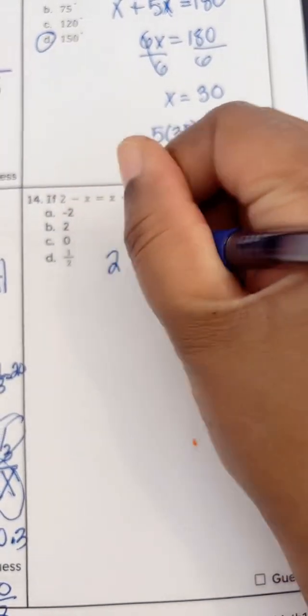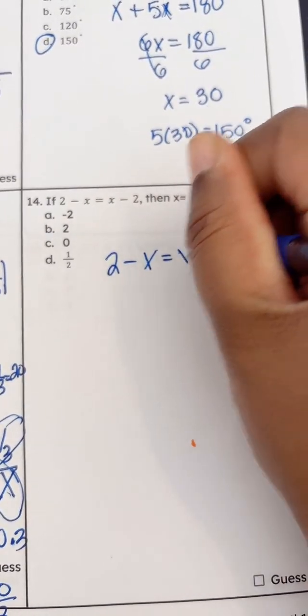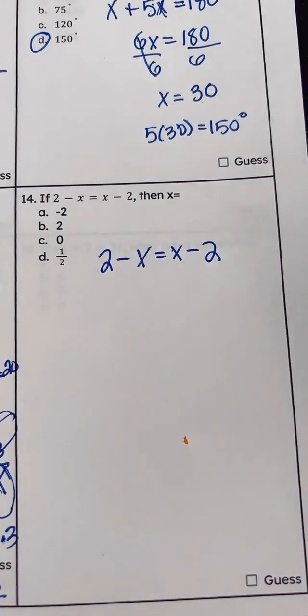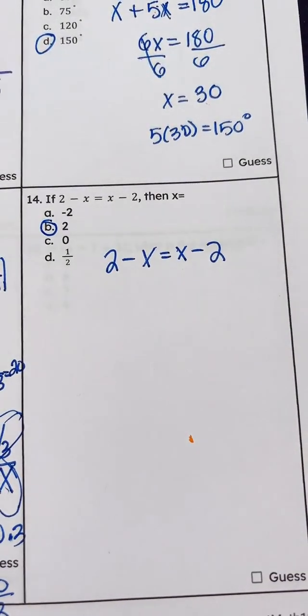Okay, so let's go here. 2 minus X equals X minus 2. I don't want any negative X. Michael, you got B for this one? Okay, I'm going to circle B because you said it. I see all these 2's coming in.